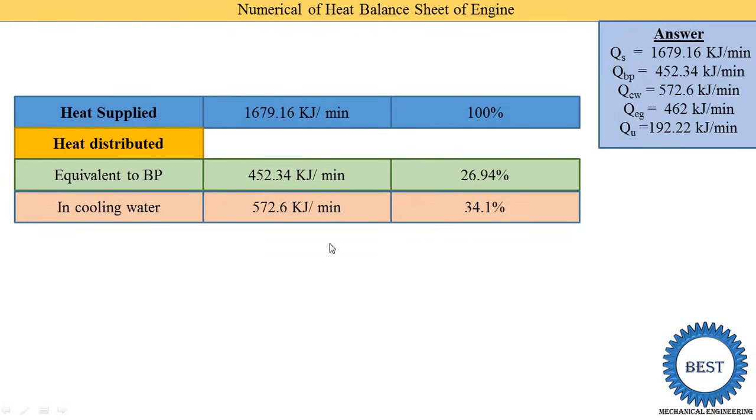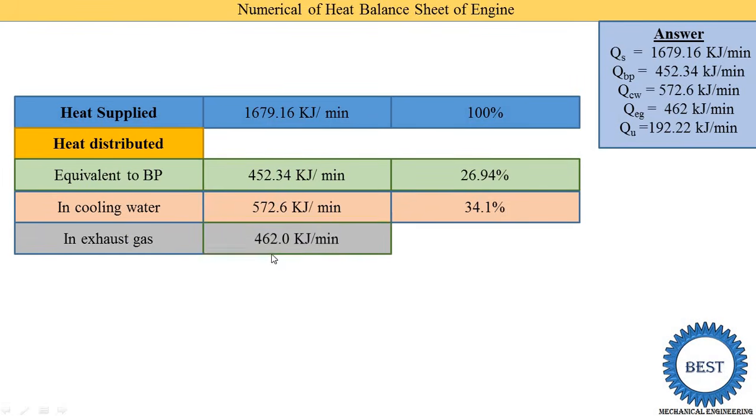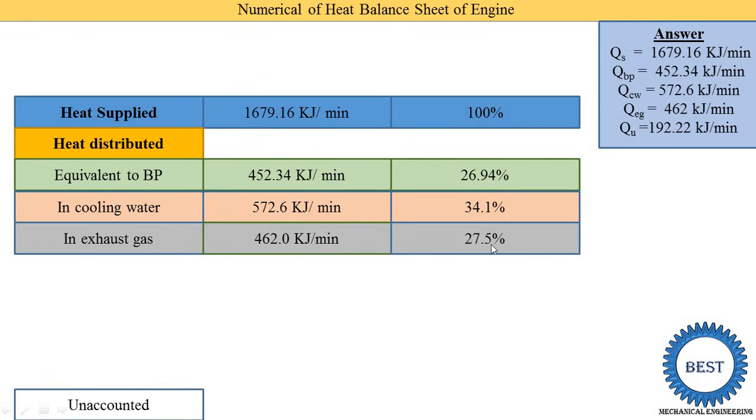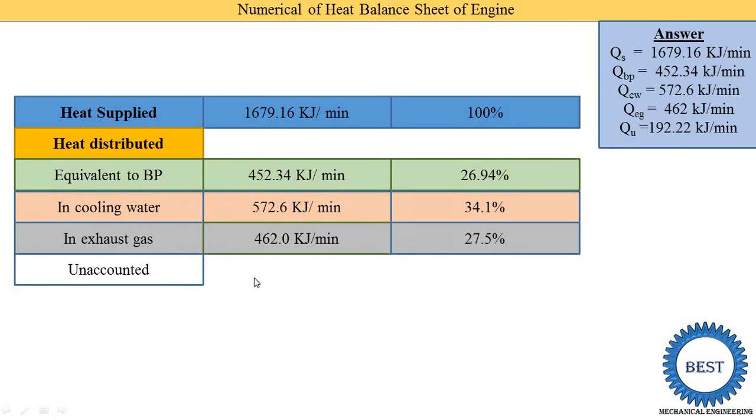Now next we find how much energy goes to the exhaust gas. In exhaust gas it is 462. So 462 divided by 1679.16, then we get the answer 27.5. Means out of 100, 27.5% energy goes to the exhaust. And the last one is the unaccounted. Unaccounted is 192.22. It is divided by 1679.16 into 100, then we get the percentage 11.46.